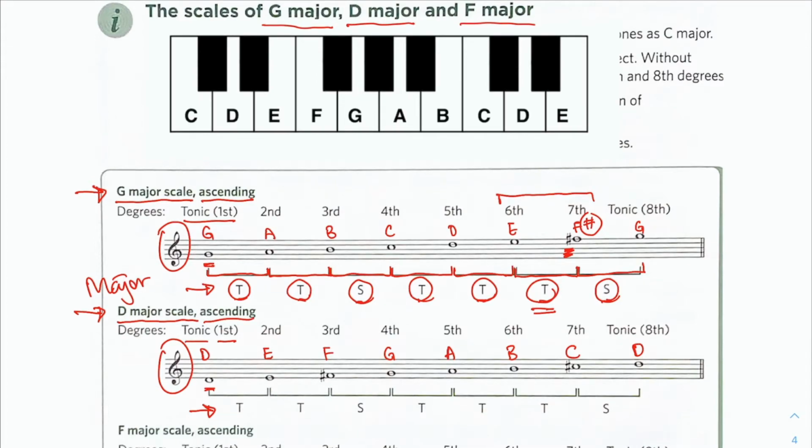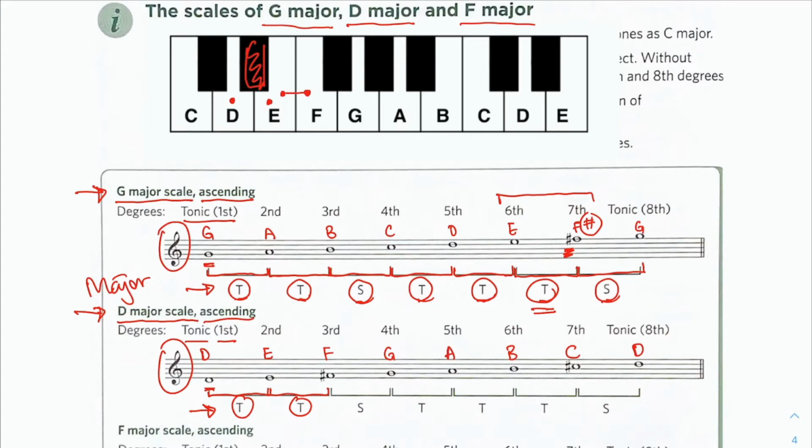Let's start with D. So from D going to E, let's find them on the piano. So this is D going to E. There's a note in between them, so they are a tone apart. Next, from E, if we go to F, now this is E, this is F. E going to F is just a semitone, but it needs to be a tone in order to follow the pattern of a major scale.